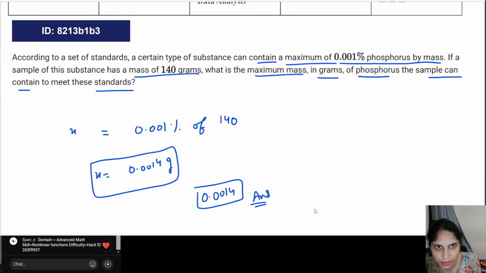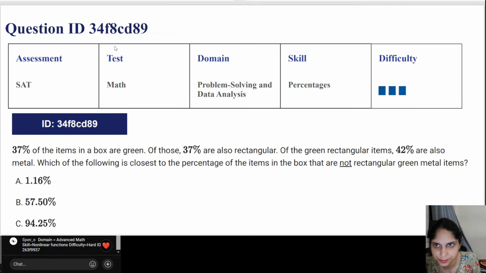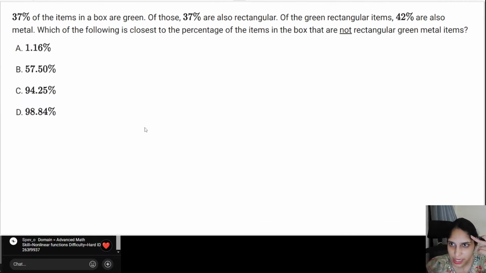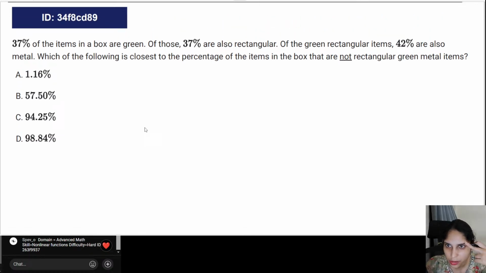Next is question number 51. 37% of the items in a box are green. Of those, 37% are also rectangular. Of the green rectangular items, 42% are also metal. Which of the following is closest to the percentage of items in the box that are not rectangular green metal items?